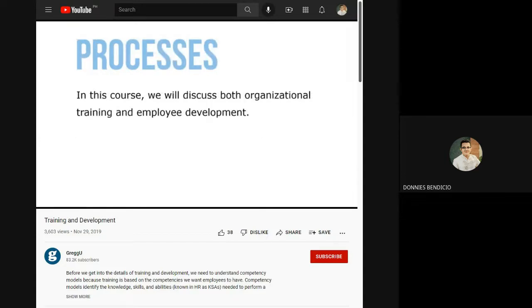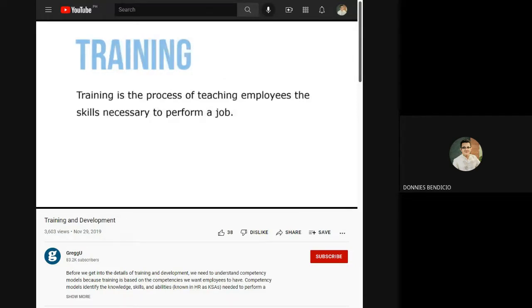In this course, we'll discuss both organizational training and employee development. The two are related but separate pieces of the organization's processes involving the management of its employees. Training is the process of teaching employees the skills necessary to perform a job. We train employees to provide them with the KSAs they will need to succeed in their work. Training is primarily intended to be put to immediate use by the individual being trained.